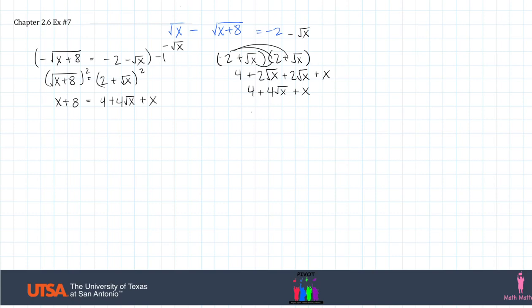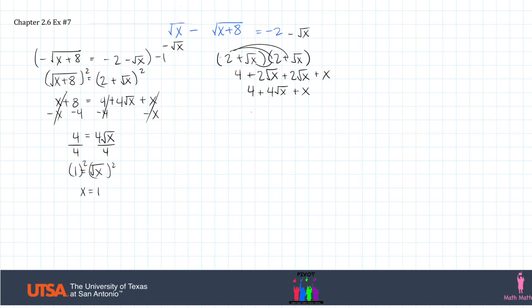Okay, now we can subtract x from both sides. We're just going to simplify from here to solve for x. And then let's subtract 4 from both sides as well. Then we have, this goes away, this is a 4, that goes away, equals 4 times the square root of x. If we divide both sides by 4, then we get 1 equals the square root of x. And then if we square both sides, then we have x equals 1.